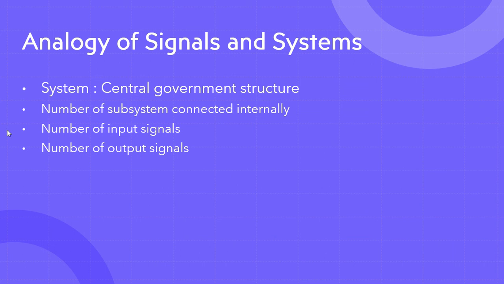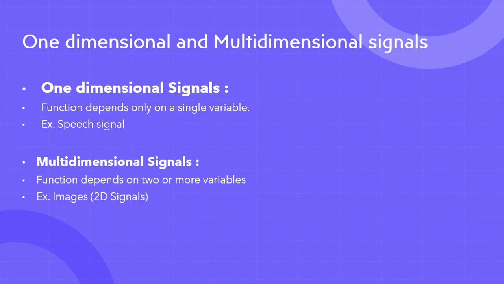Now let me come to different types of signals. First is one dimension and multi-dimension signals. So what is a one dimensional signal? A one dimensional signal is nothing but a function which depends on a single variable only. When your function is dependent on only one variable, then that signal is called a one dimensional signal. For example, you can take the speech signal. Speech signals are one dimensional signals.